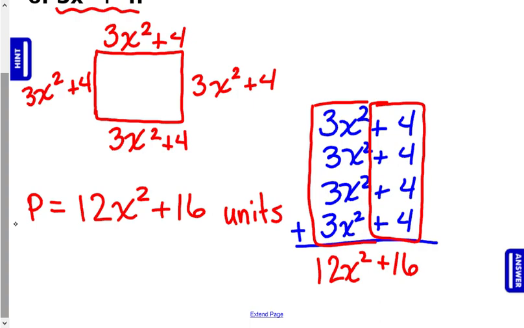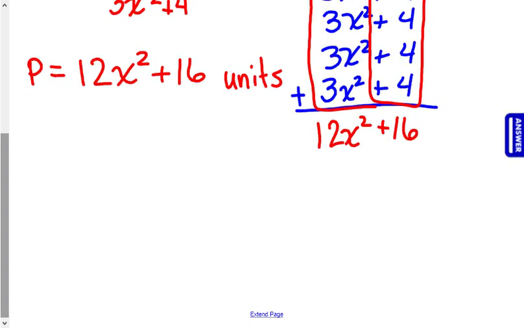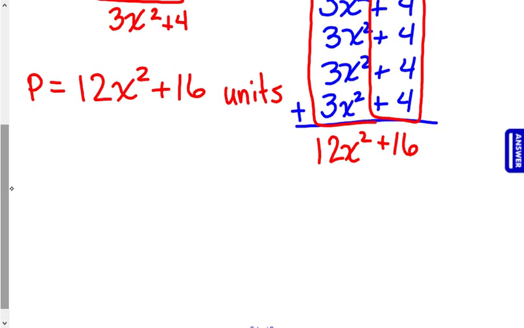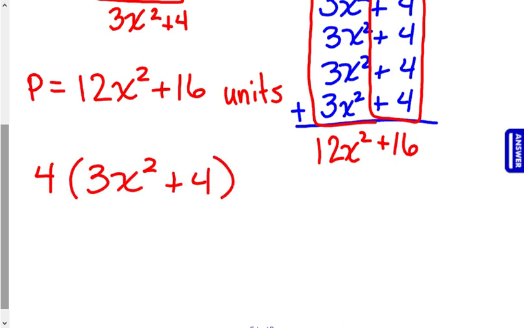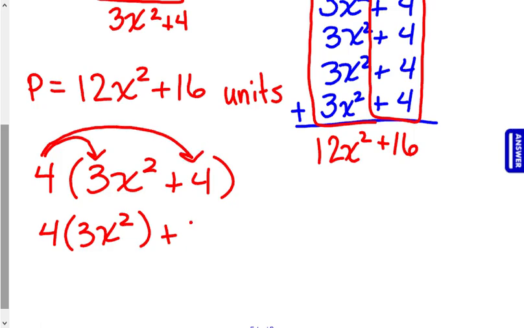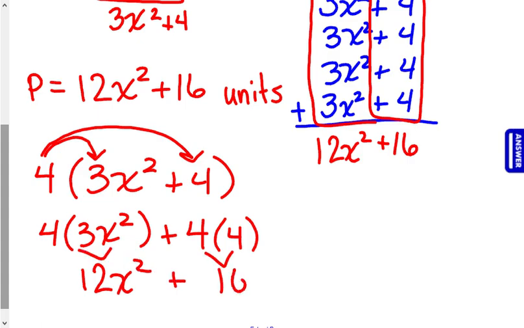Now, I want to also show you, some of you might have been saying, well, since all four sides are the same, couldn't we have done this as 4 times 3x squared plus 4? And yes, you absolutely could. And remember, that would tell you to do 4 times 3x squared plus 4 times 4. And that still gives us 12x squared plus 16. So either way you do it, you get 12x squared plus 16.